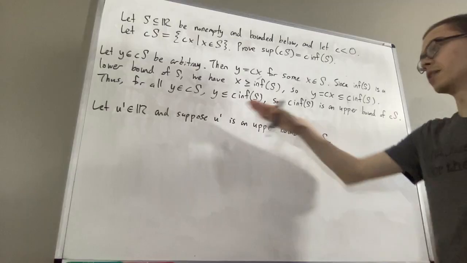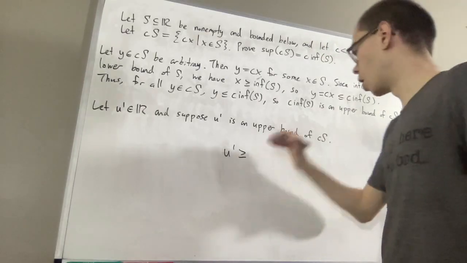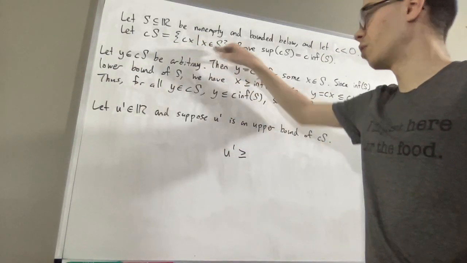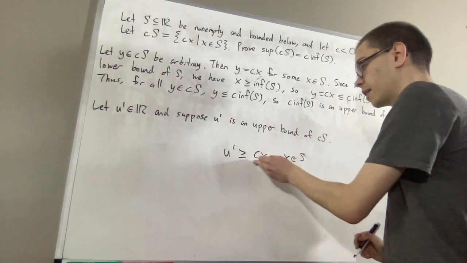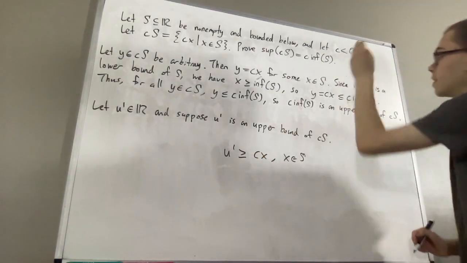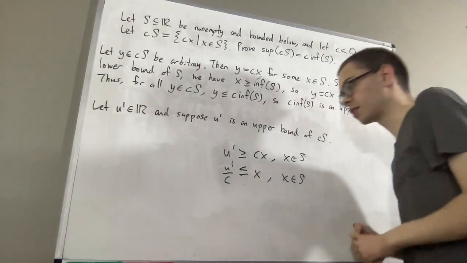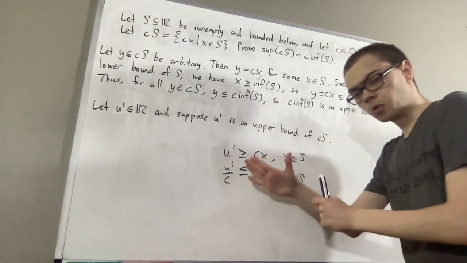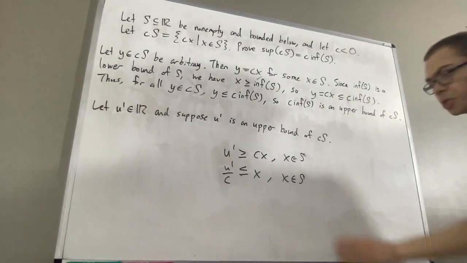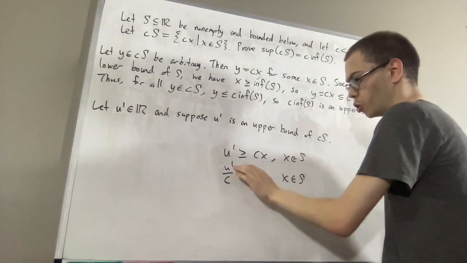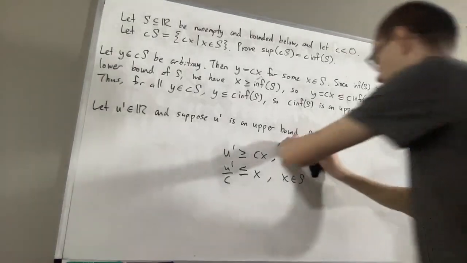Well, here's the thing. u prime is an upper bound of cS. So u prime is going to be greater than or equal to every element of the set, so everything of the form cx where x is an element of S. But as you can imagine, if we divide c on both sides, since c is less than 0, that flips the sign of the inequality. u prime over c will be less than or equal to x, where x is some element of S. It makes sense to try to show that u prime over c is a lower bound of S. We should be able to show every element of S is greater than or equal to u prime over c, and hence that would prove u prime over c is a lower bound of S. So let's try to show that.